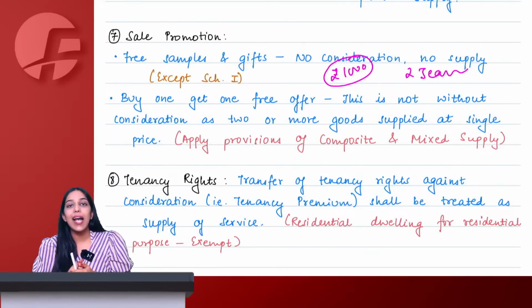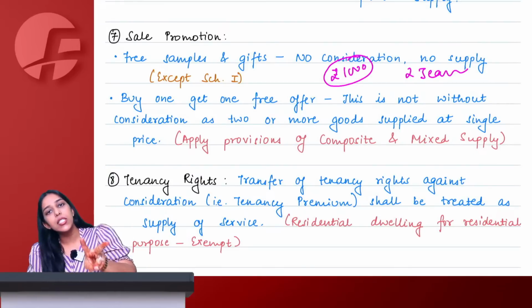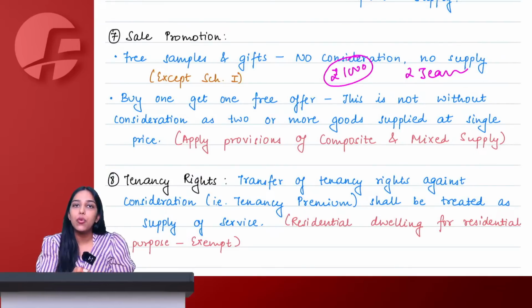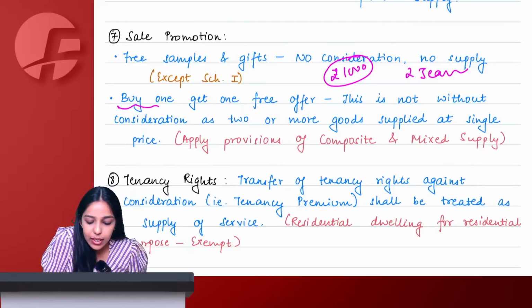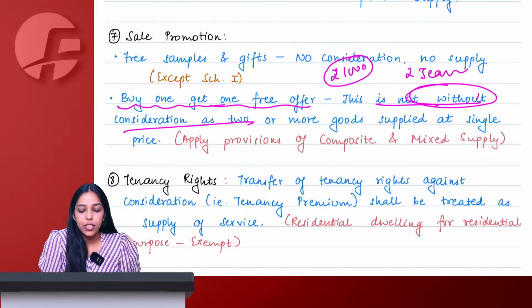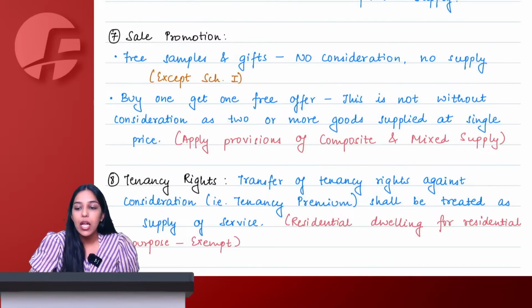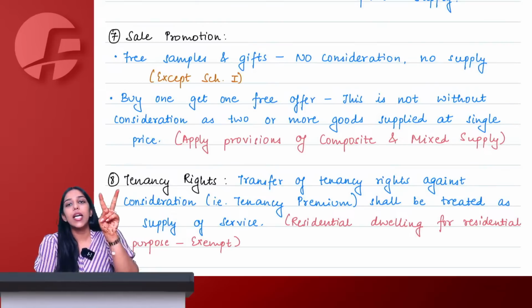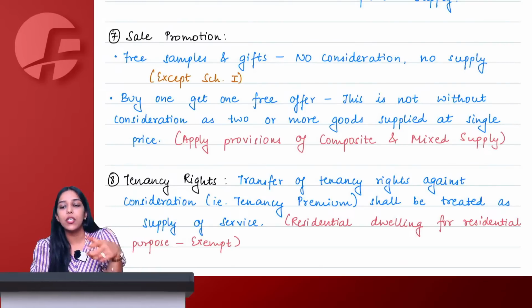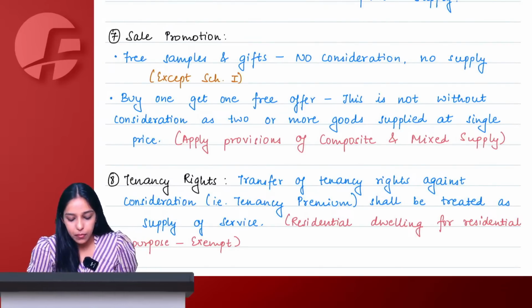We will not say as if 1 jeans I have purchased for 1,000 and second jeans is free, therefore it is not a supply. No, you will say both the jeans are supplied for a total value of 1,000 rupees. So we are saying if buy one get one offer is there, it is not without consideration. You can never say that one thing is for consideration and another thing is for free. You will simply always say that both of them are for a single price and you will apply the concepts of composite and mixed supply.